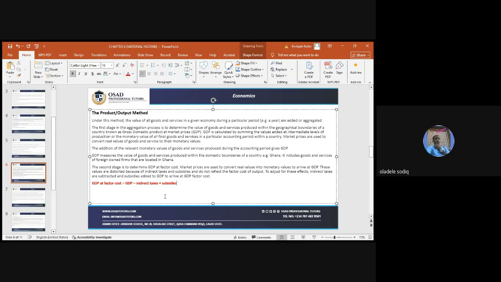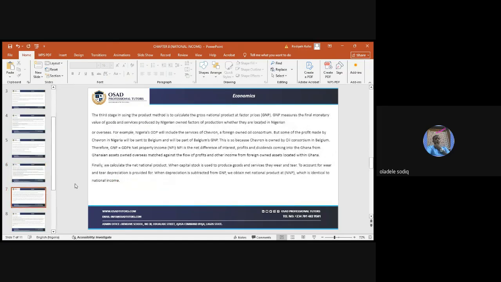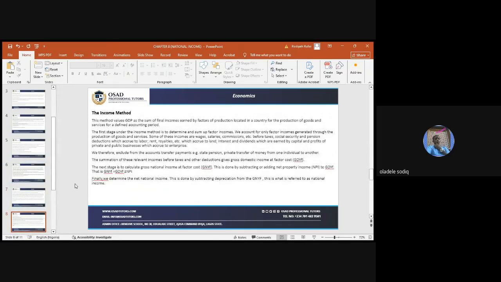If you are given a question, you will see your indirect taxes there. You will also be given, and you will have to calculate national income using the output method. So another one again is the income method.